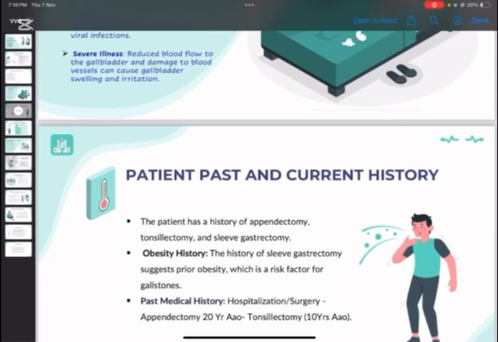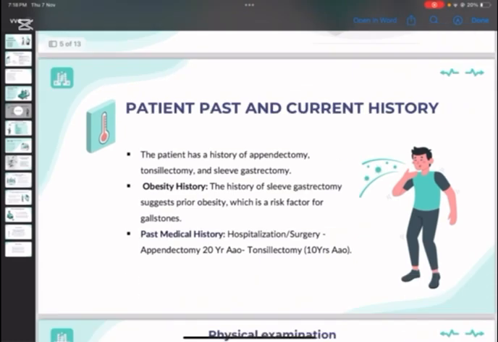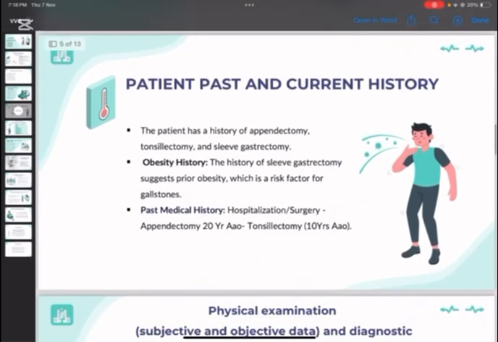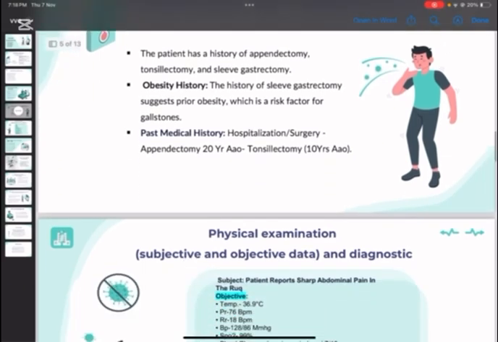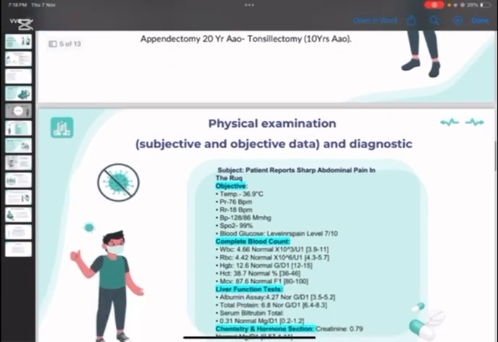Gallbladder swelling and irritation can occur. And we collected the history for this patient. The patient has a history of appendectomy, tonsillectomy and sleeve gastrectomy. The patient is obese, which is a risk factor for gallstones. Past medical and surgical history: appendectomy 20 years ago and hysterectomy 10 years ago.